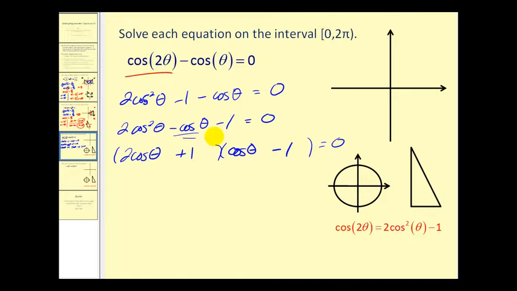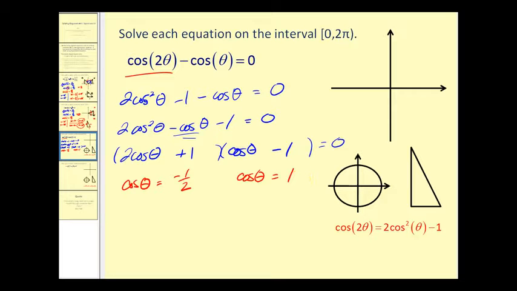Now we'll set each of these factors equal to 0. If we set this equal to 0 and solve for cosine theta, we'd have cosine theta equals negative 1 divided by 2. And over here, add 1 to both sides, we'd have cosine theta equals 1.